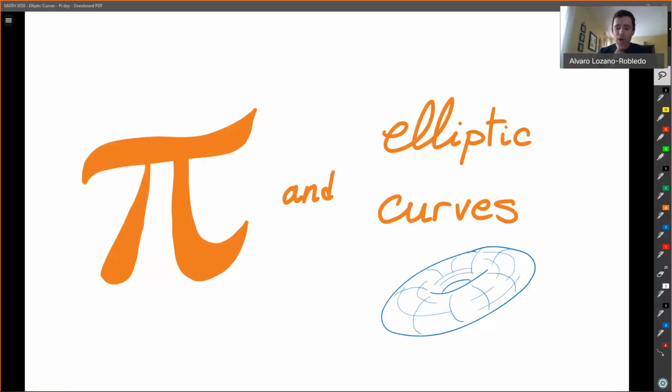And I wanted to talk about an interesting connection between elliptic curves and pi, just for the sake of Pi Day. So here's one fact that is, I think, really interesting and has a connection to pi and an explanation through elliptic curves. I think we know enough about elliptic curves in the course now that you can actually understand why this happens. So here is the fact that I'm interested in.